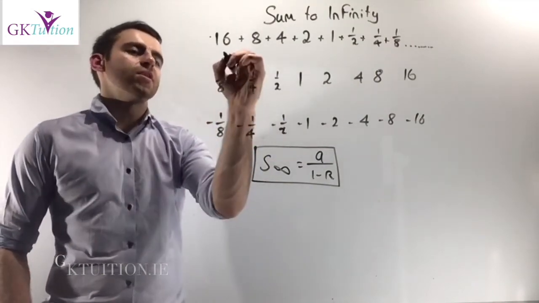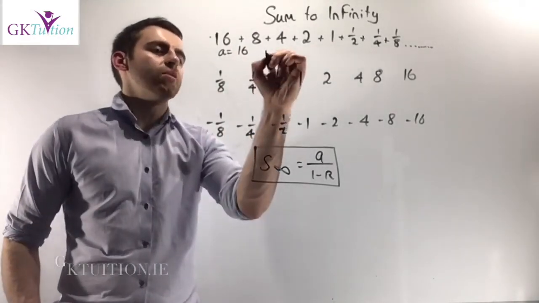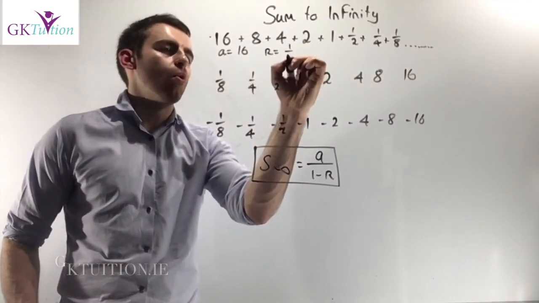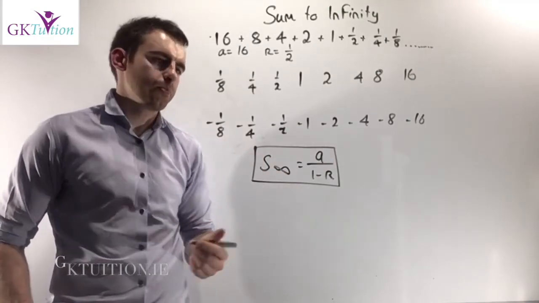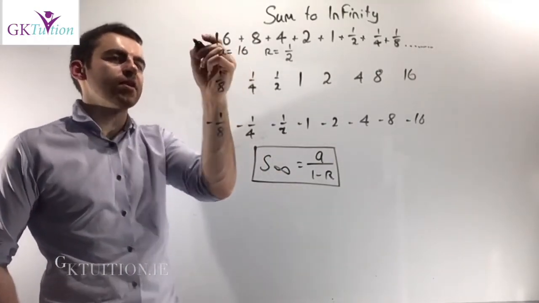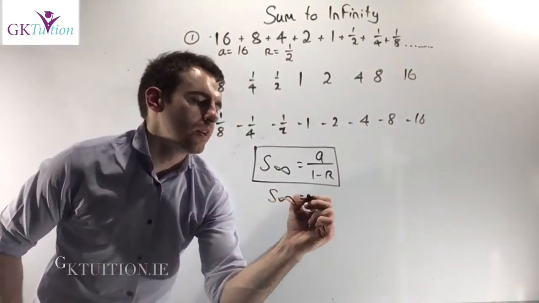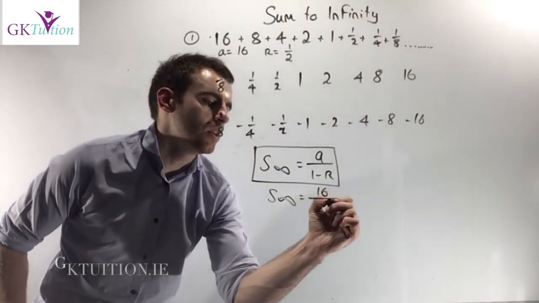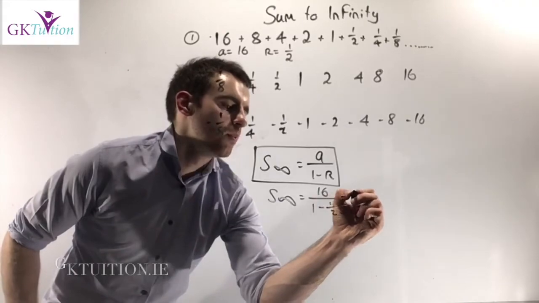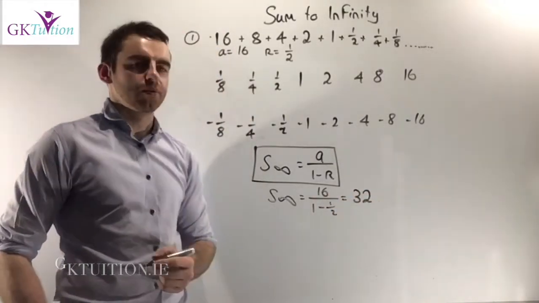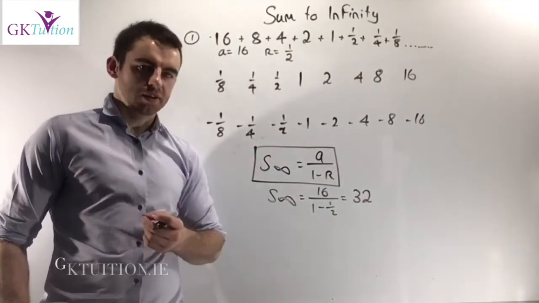In this case, I could just say that a is equal to 16, and r is any term divided by the previous term. In this case, r would be 8 over 16, or 4 over 8, or 2 over 4. It's going to be a half. So the sum to infinity of this sequence would be a, which is 16, over 1 minus r, or in other words, 1 minus a half. If you plug that into your calculator, you're going to get 32. If this sequence goes on forever, the sum to infinity is 32.